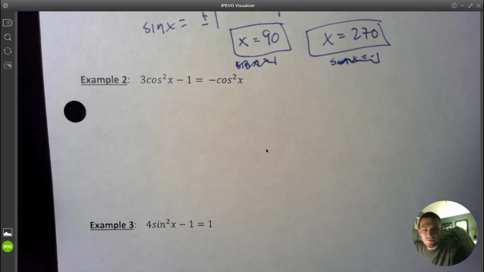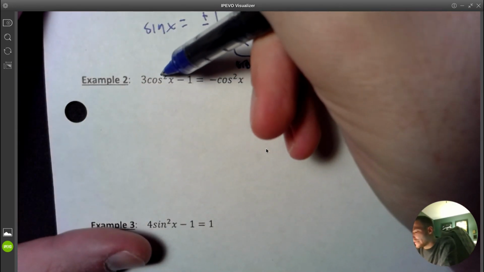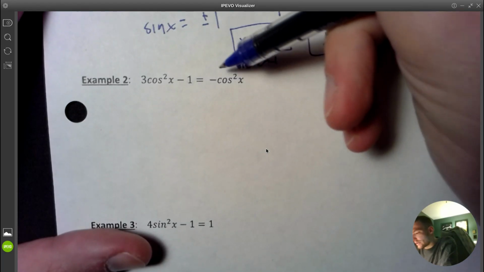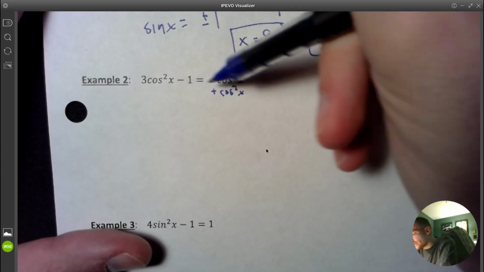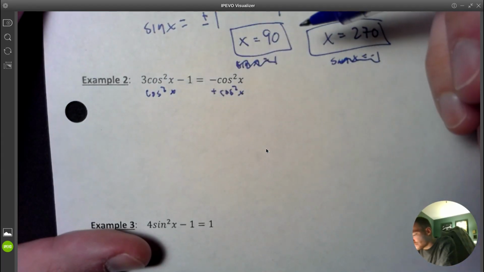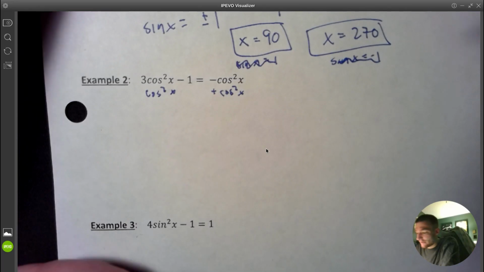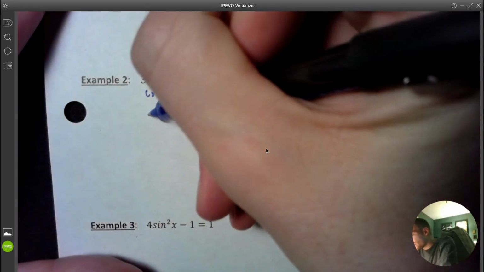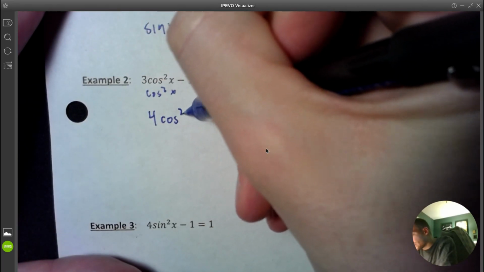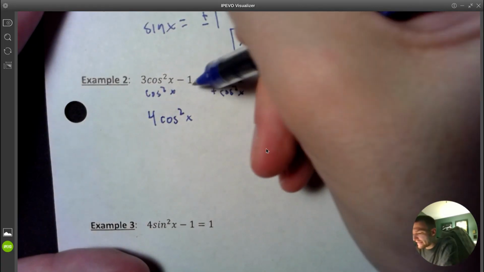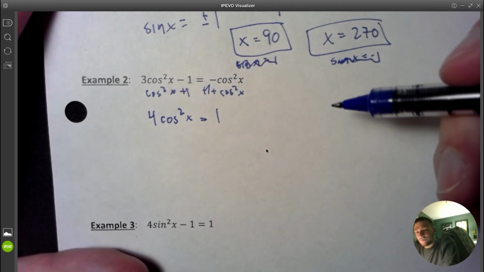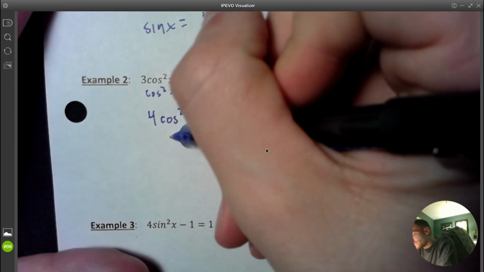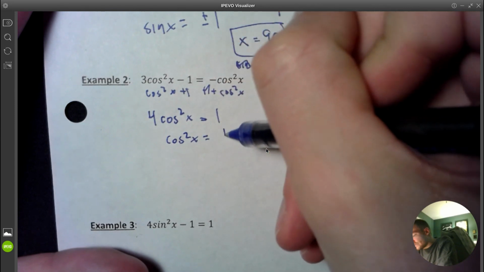Let's go down here. Again, there's algebra and then there's trig. Don't mess up the algebra. Don't stress the algebra. There's 3 cosine squareds. There's another cosine squared. There's a negative 1. I'm going to be adding cosine squared. It's no different than adding x squared, right? 3x squared plus another one, I should have 4 cosine squared. I'm also going to add this one to the other side, so I'm going to have equals 1. I'm going to divide both sides by 4. Cosine squared x equals 1 over 4.